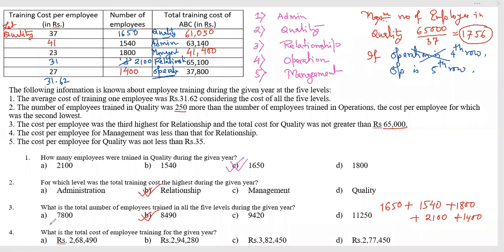So 8490. And the fourth question: what was the total cost of employee training in the given year? If I add all of them, I will find it would be 2,68,490. Option A would be our answer. So basically, by finding the different values, and after divisions, after satisfying the average, and with some logic, we can solve this important set.